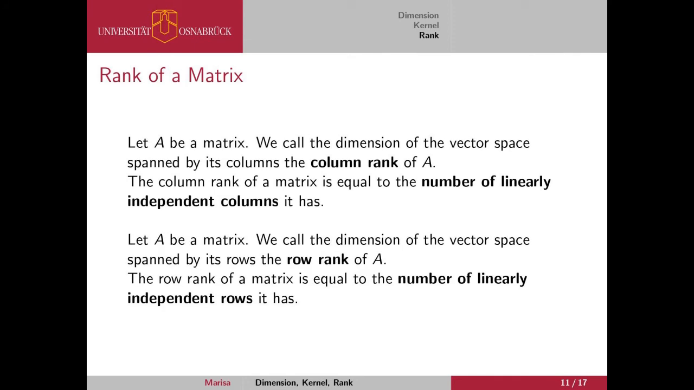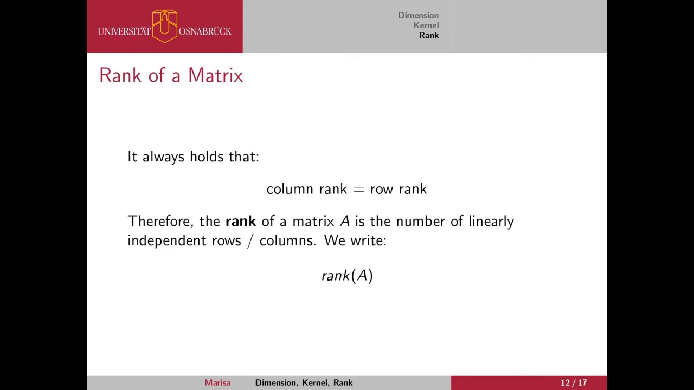And now we could do the same for the rows. So if we would have a matrix A, we would call the dimension of the vector space that would be spanned by its rows the row rank of A. And the row rank of the matrix is then equal to the number of linearly independent rows it has. What is interesting now is that it always holds that the column rank is equal to the row rank. And therefore we simply use the term rank and say that the rank of a matrix A is the number of the linearly independent rows or columns that it has. And for the rank of a matrix, we'd write rank of A.